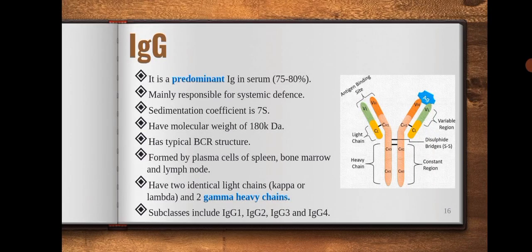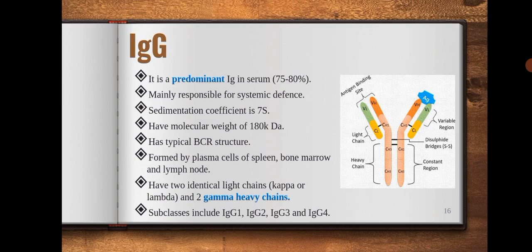IgG antibody. It is the predominant immunoglobulin in serum, mainly responsible for systemic defense. Sedimentation coefficient is 7S, has a molecular weight of 180 kilodalton, and has a typical B cell receptor structure formed by plasma cells of spleen, bone marrow and lymph node.